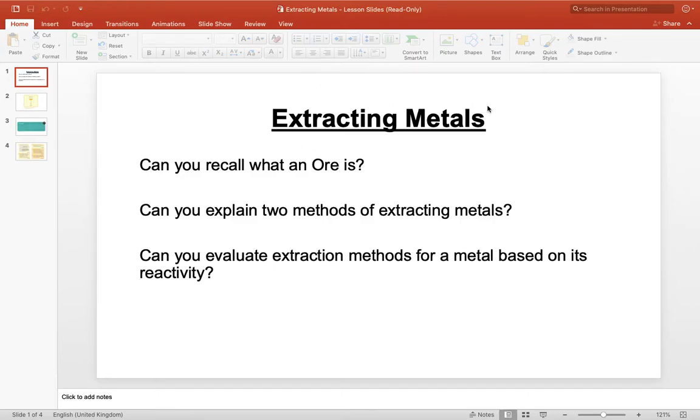I would like you to write in your books please this as a title as you would do for any other lesson. By the end of the lesson you should be able to recall what an ore is, you should be able to explain two methods of extracting metals, and you should be able to evaluate extraction methods for a metal based on its reactivity.